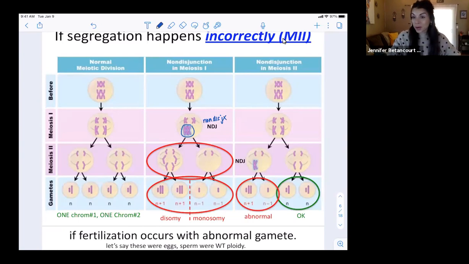Yeah, so complete non-disjunction. This is how you can get a male calico cat. We won't go into the genetics of it, but calico cats are always female unless complete non-disjunction occurs. Okay.